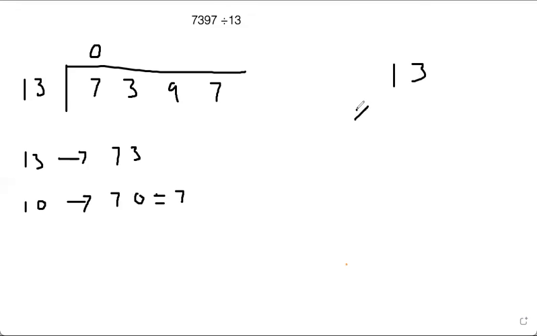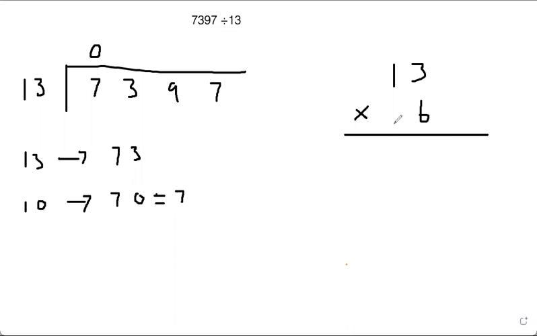13 times 7. We're trying to get as close as we can to 73 without going above it, either exactly 73 or just below 73. 3 times 7 is 21. 1 times 7 is 7. Add 2 more is 9. So as you can see, 7 is too high, but this is fine. It's just an estimate. We know that the answer is around about 7, so we can just move back 1 and try 6.